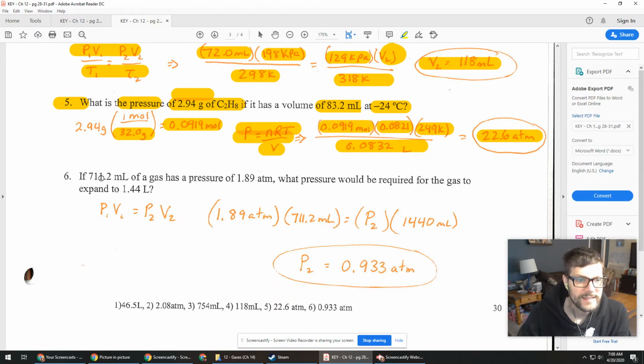Number 6, we've got a volume and a pressure, and then we are asked what the new pressure would be with a new volume. So this is your P1V1 equals P2V2, right?